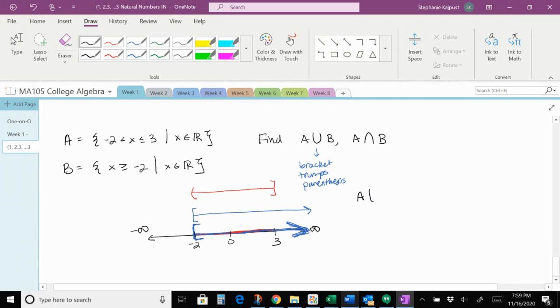So A union B, based off our drawing, is basically all numbers greater than or equal to -2. So x is greater than or equal to -2, which is the same thing as B, essentially. And in interval notation, that would be -2 with a bracket to infinity with a parenthesis.